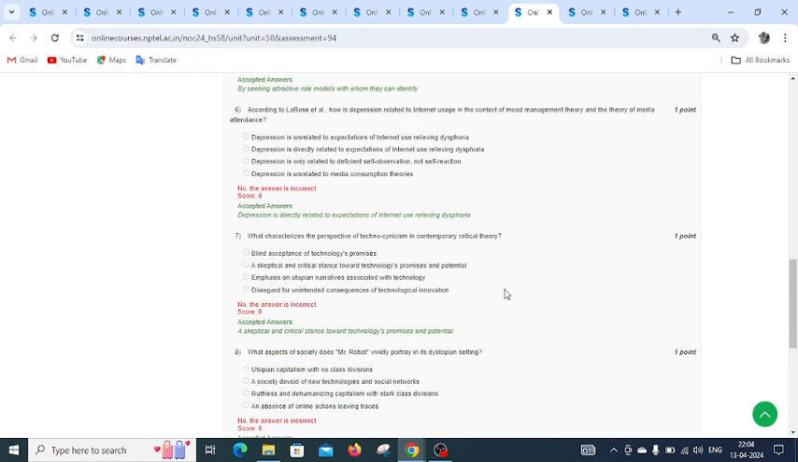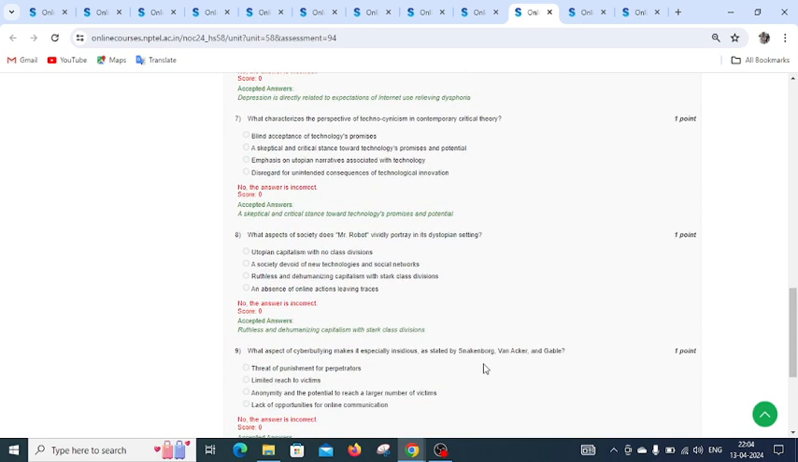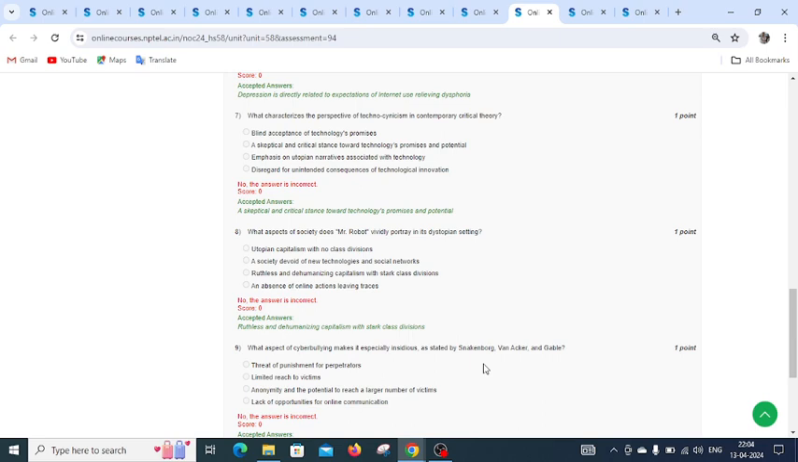What characterizes the perspective of techno-cynicism in contemporary critical theory? A skeptical and critical stance towards technology's promises and potential. What aspect of society does the author vividly portray in a dystopian setting? That is your ruthless and dehumanizing capitalism with star class division.